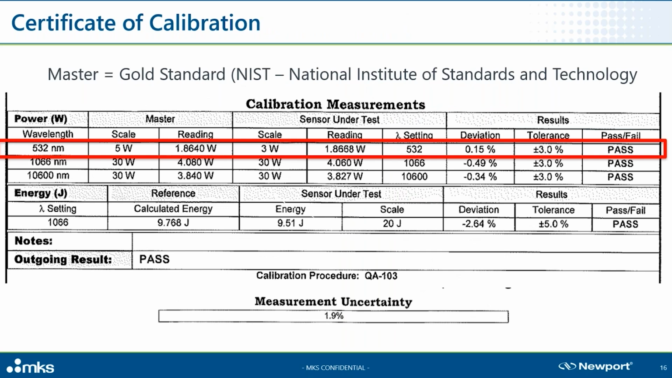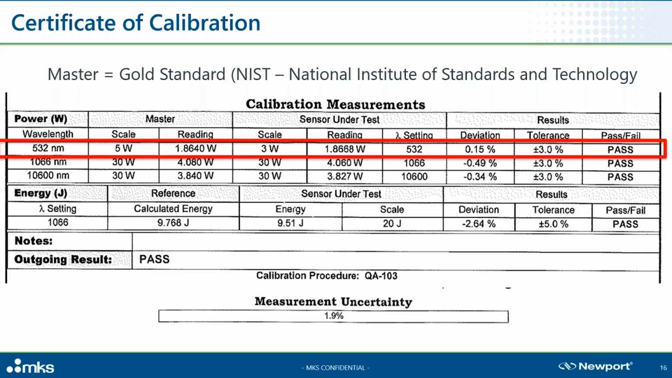If we take a deeper look here, we took a green 532 laser measured at 1.8640 watts with a master or golden sensor. This is the gold standard, meaning this has been calibrated to the NIST golden reference unit. That's what NIST traceable means. Then we took another measurement with the same laser, but this time using your brand new sensor. It measures 1.8668 watts, which is only 0.15% difference. Pretty good, right? It is when you only need plus or minus 3% tolerance.